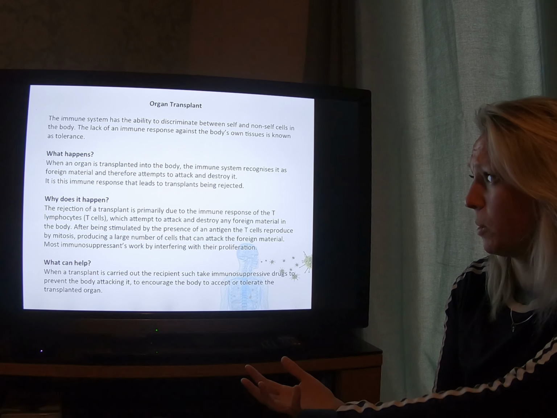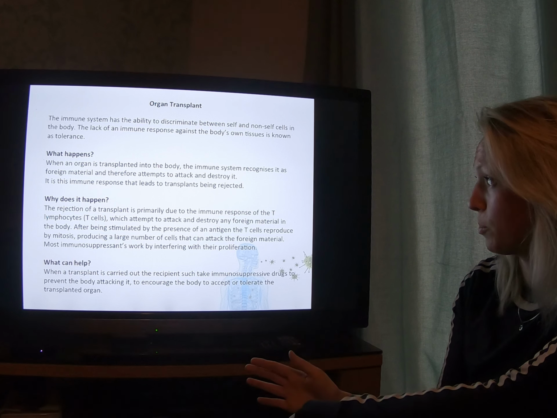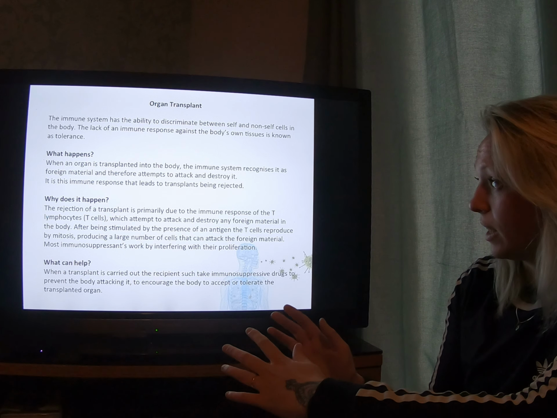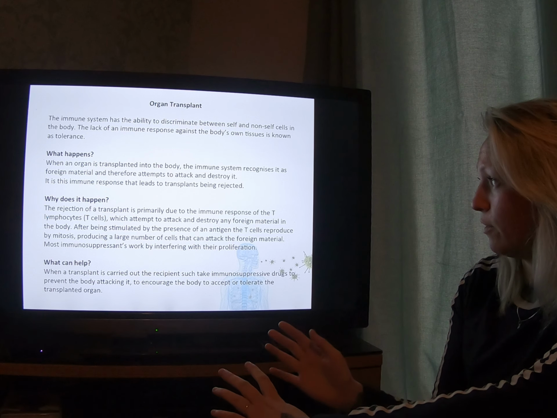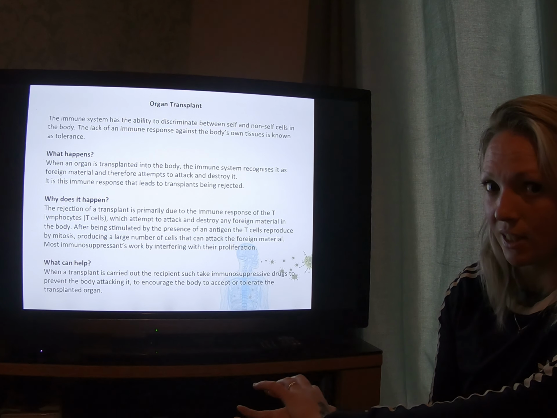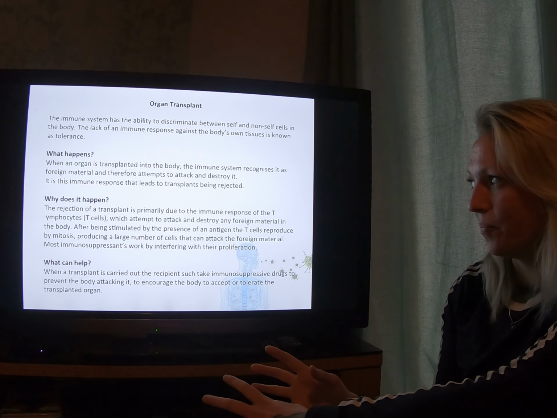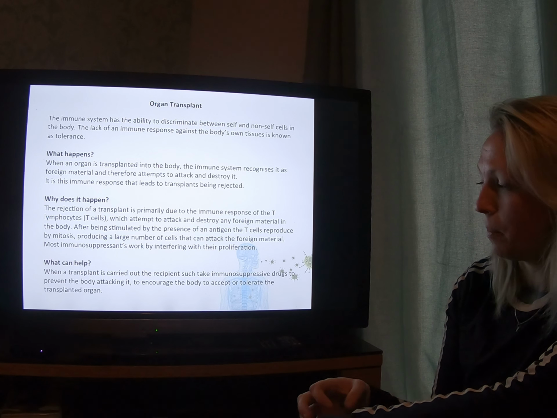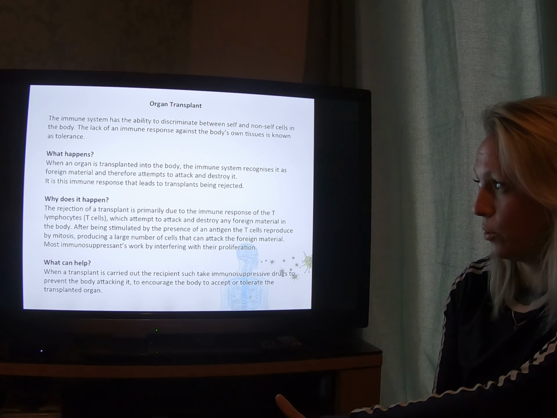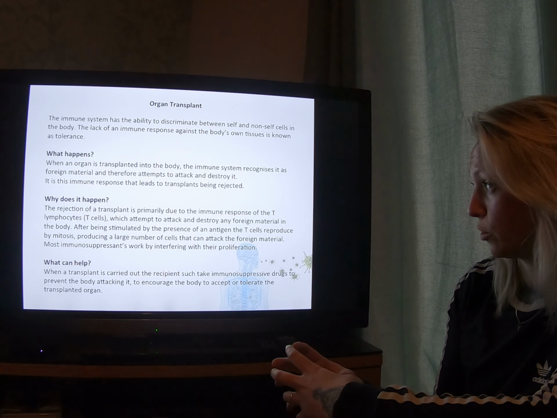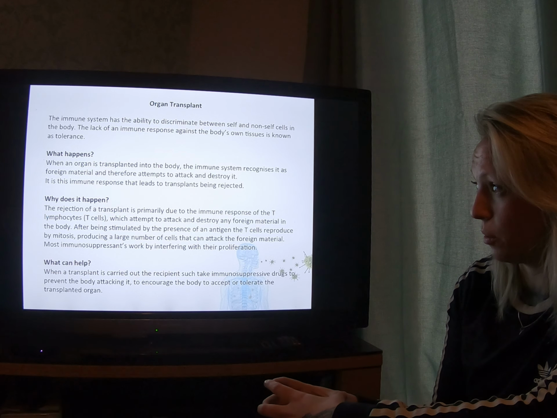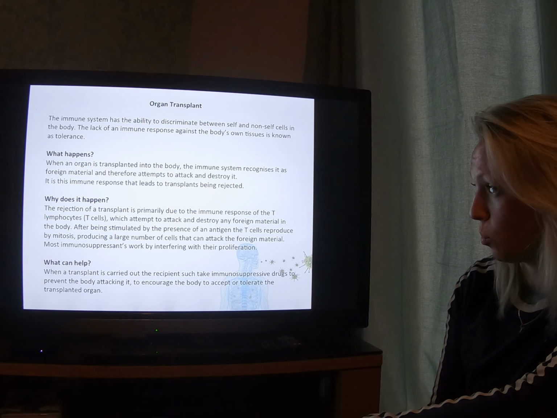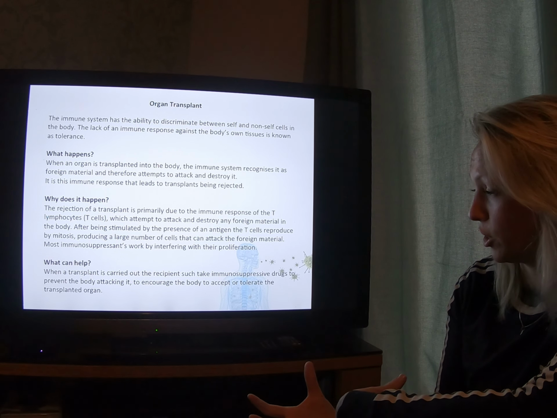The rejection of a transplant is primarily due to the immune response of the T lymphocytes, the T cells that we spoke about earlier. They attempt to attack and destroy any foreign material in the body because it sees it as something bad. After being stimulated by the presence of an antigen, the T cells reproduce by mitosis, producing a large number of cells that can attack the foreign material. Most immunosuppressants work by interfering with their proliferation.